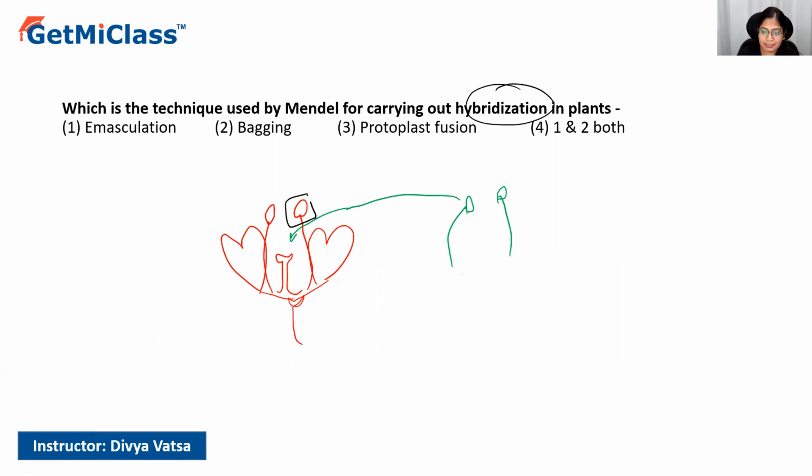So these stamens that we see over here were cut off. When we cut off these stamens, what is left in the flower? Only the stigma will be left, and the stamens are cut off. So this particular procedure is called emasculation. Emasculation means the cutting of the anther.